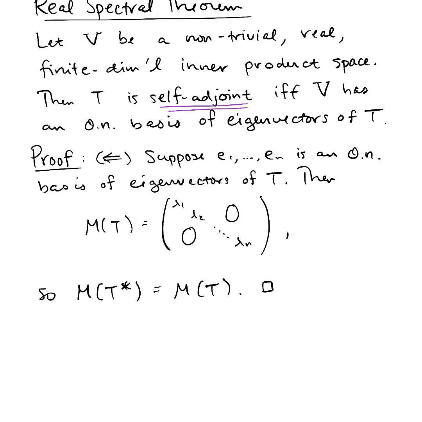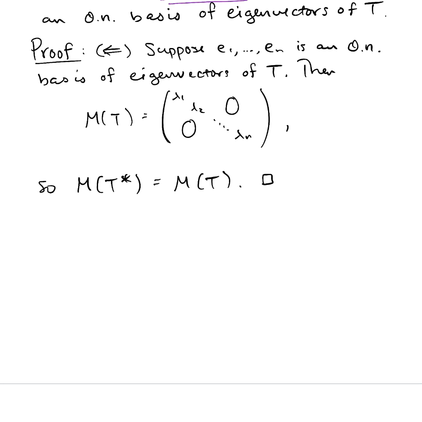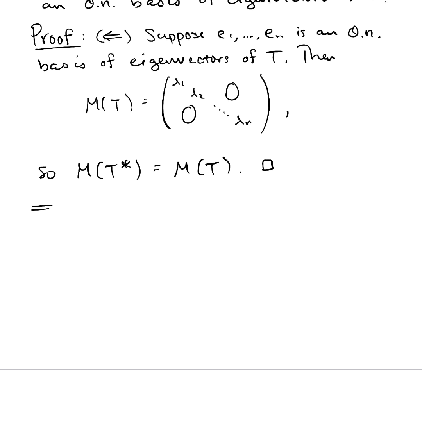The big deal is the forward direction. If you assume that T is self-adjoint, from that assumption alone, you can argue that there must be an orthonormal basis of eigenvectors of T. Okay, so let's start the forward direction. Let's keep clear. What are we doing here? We're supposing T is self-adjoint. Suppose T equals T star. That's it. That's all we got.